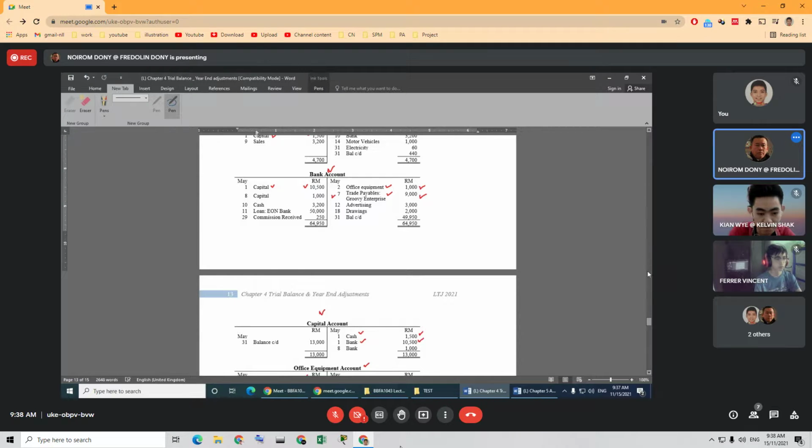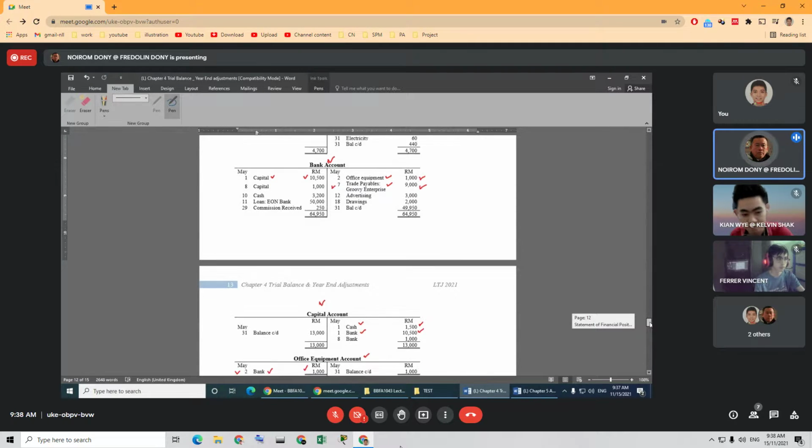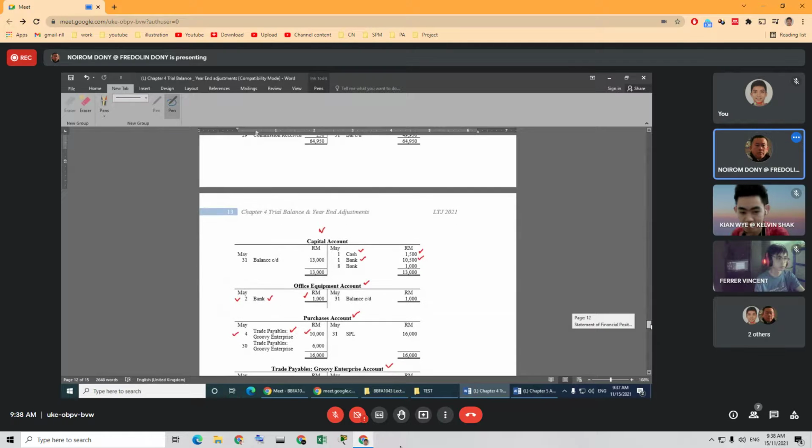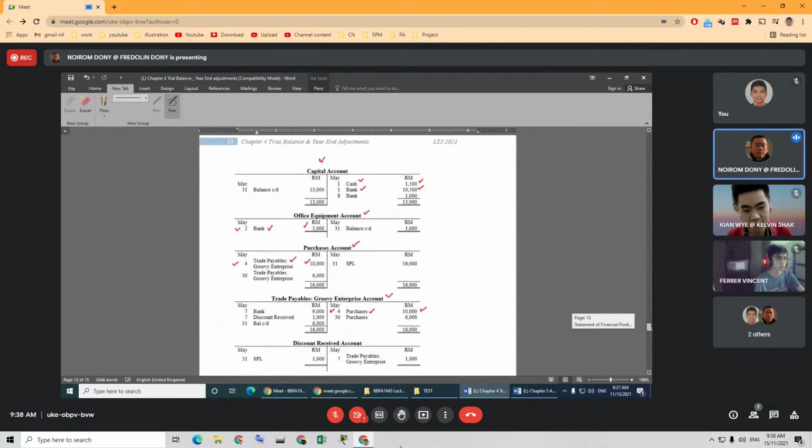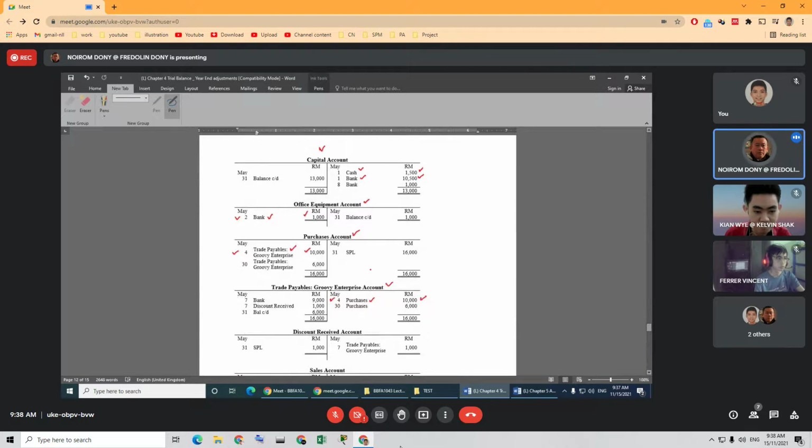Then we have to open up trade payable. I mean, we reopen it. So just combine it. Now the effect is reducing. So therefore, we put 9,000 on the debit side of trade payable Groovy Enterprise and put the particular as bank, May 7th. So initially it's 10,000, isn't it? But then because we paid earlier, we have the difference, which is 1,000 coming from the discount receipt. 10% of 10,000, so 1,000.